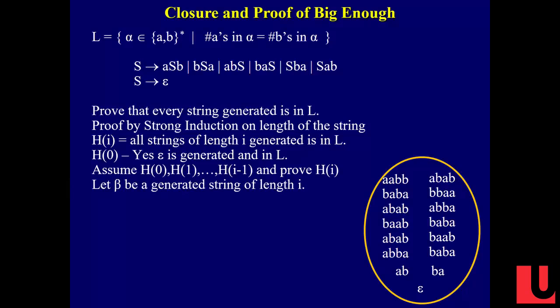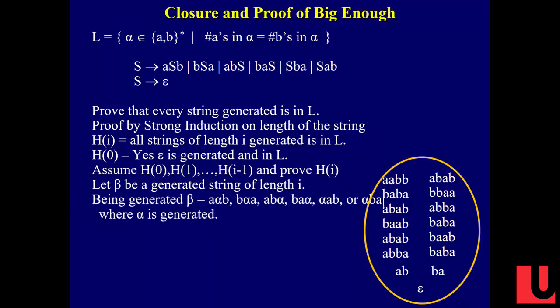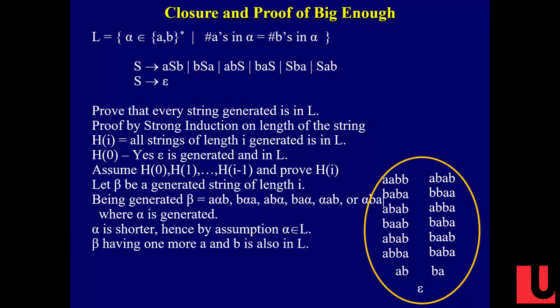All right, so now, suppose beta can be generated by these things and has length I. If it can be generated, one of these rules was used last, right? So which was the last rule to be used? Beta has to be of one of these forms, where alpha is also generated. But strong induction tells us if alpha is generated and is shorter, then alpha must be in the language. Alpha must have the same number of A's and B's, right? And hence, beta has one more A and one more B than alpha. It's also in the language.